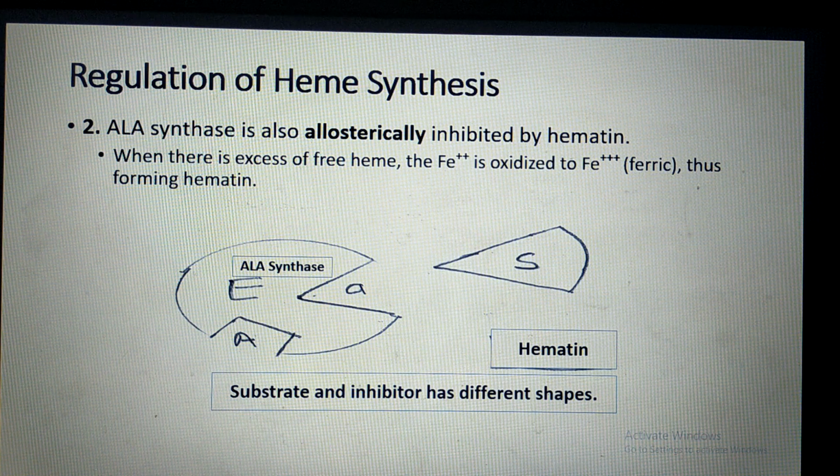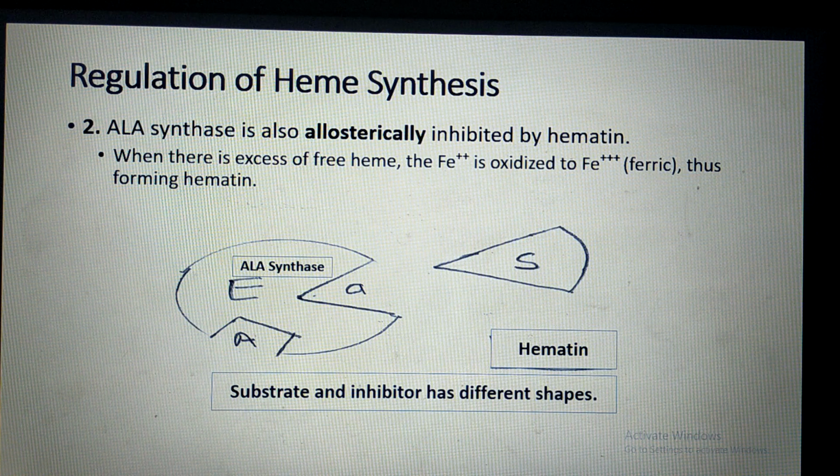Now this hematin binds at the allosteric site of the enzyme ALA synthase, because ALA synthase is an allosteric enzyme which has an allosteric site for binding of hematin. Another site is the active site where the substrate succinyl CoA binds. But due to binding of hematin at the allosteric site, it brings a conformational change in the structure, and hence the substrate does not bind at the active site of the enzyme and heme synthesis stops.